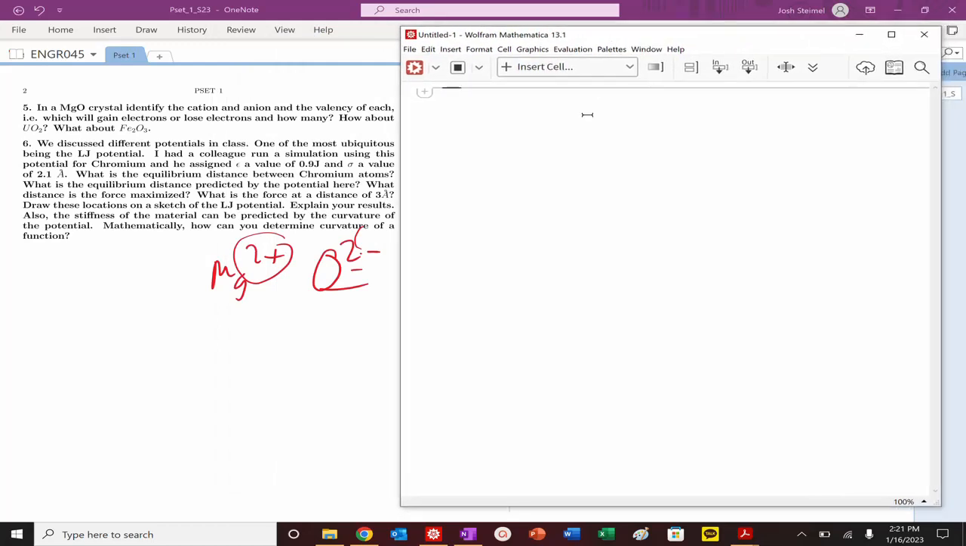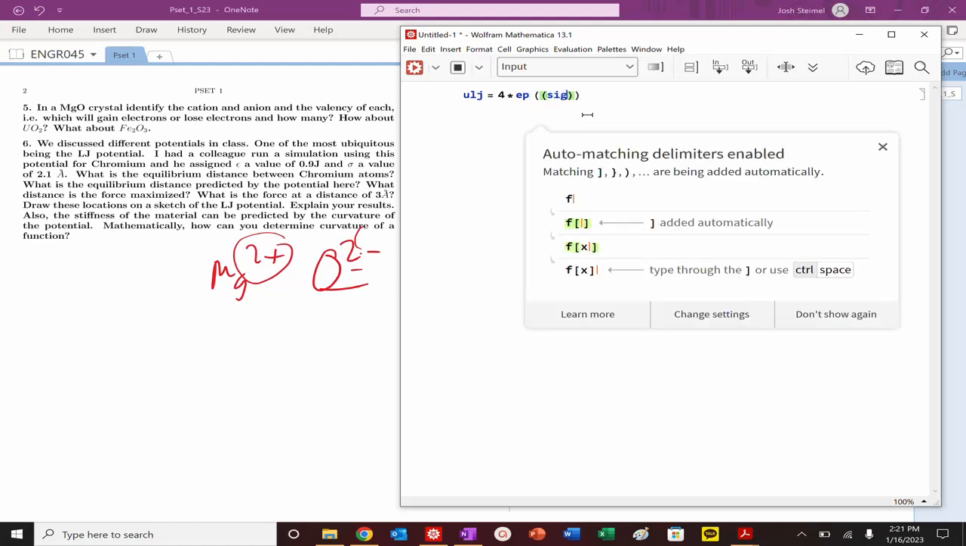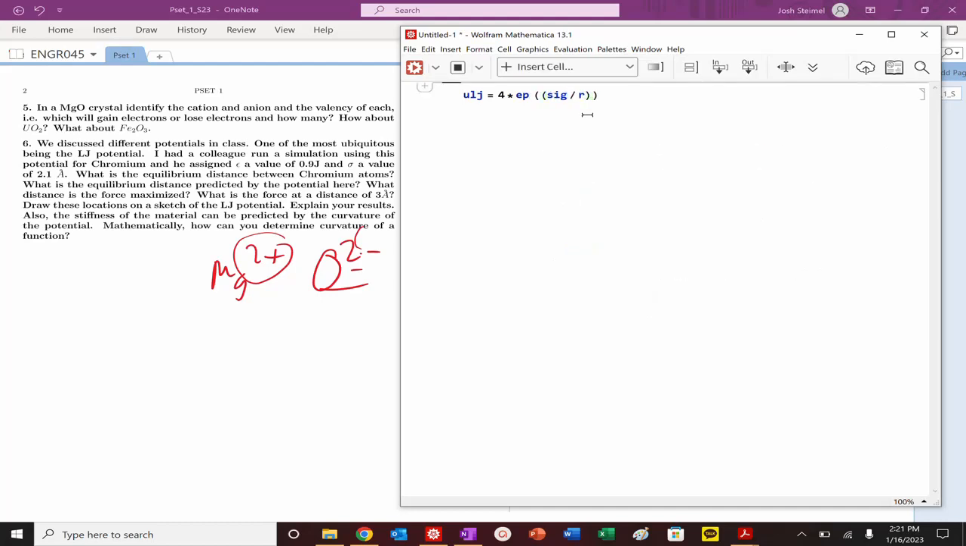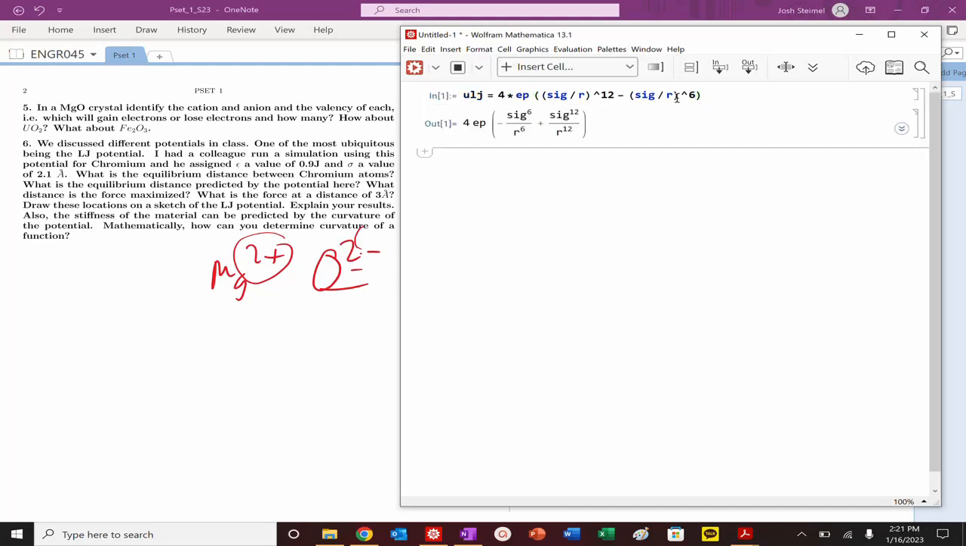All right, so our ULJ, Lennard-Jones potential, is 4 times epsilon, just call it eps, times (sig divided by r) to the 12th, minus (sig divided by r) to the 6th. And let's go ahead and plug that in. We will get that ready to go in just a second here.